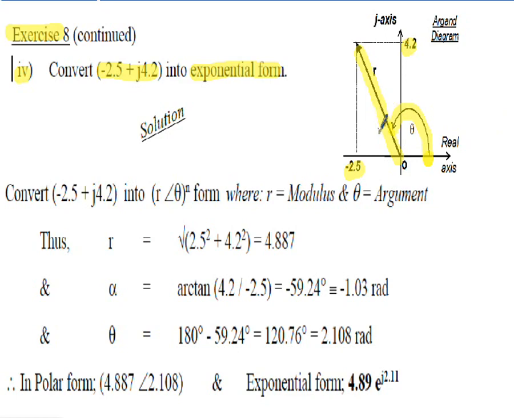I initially started this problem by trying to find angle alpha, and that is this angle shown here on my diagram, and the calculations are shown below. Once I know angle alpha, I can simply take that from 180 degrees to get angle theta in this case. Then I can write it in polar form and into exponential form.